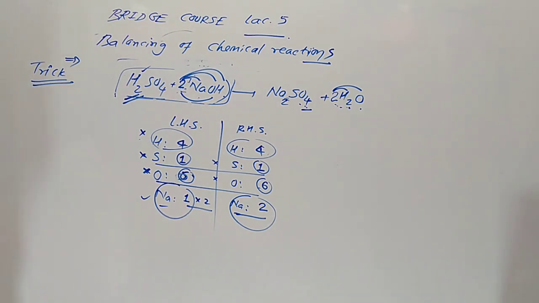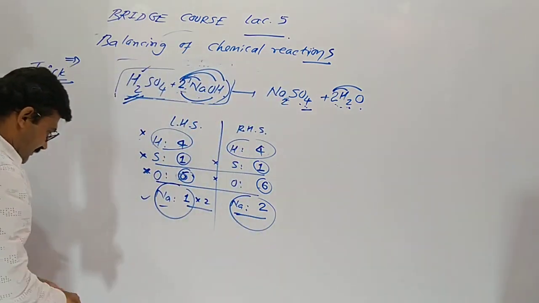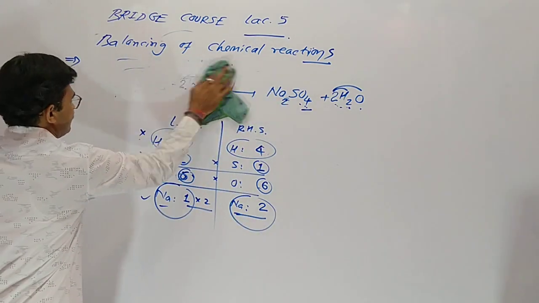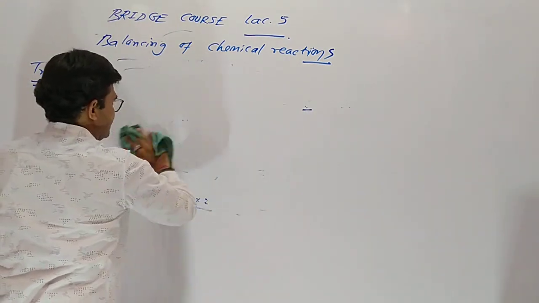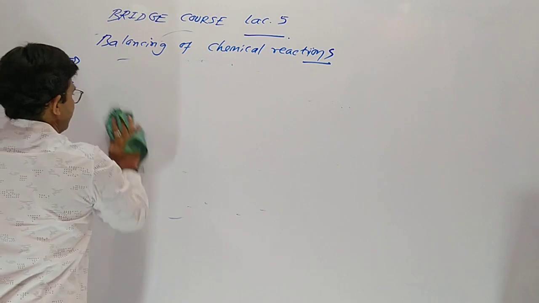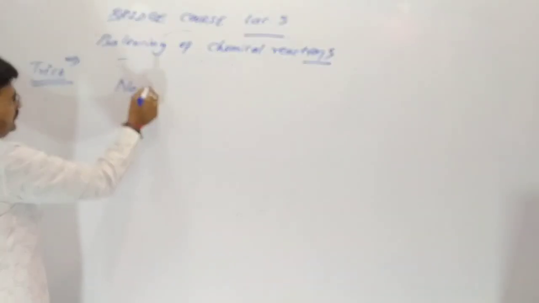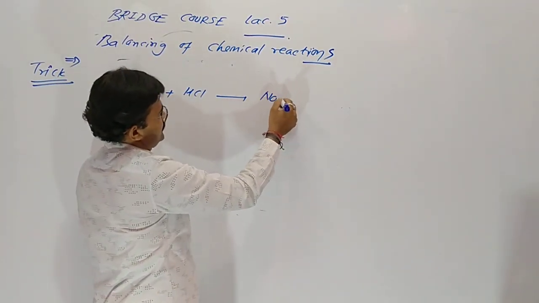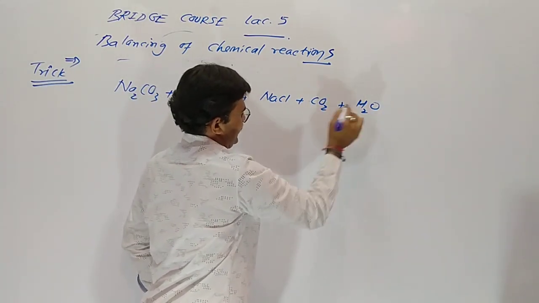Understood? Now the third one, Na2CO3, sodium carbonate. Na2CO3 is sodium carbonate, reacting with hydrochloric acid. Sodium carbonate reacts with hydrochloric acid, gives sodium chloride, carbon dioxide and water.